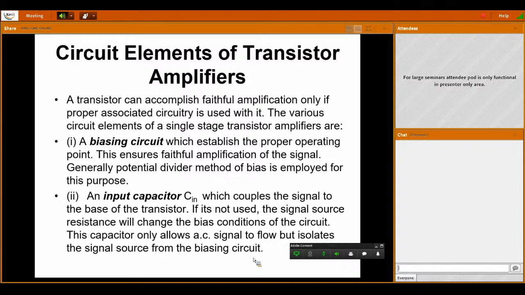A coupling capacitor Cin is connected at the signal source, and the other end is connected to the base of your transistor. Not only this, this capacitor also allows the AC signal to flow but isolates the signal source from the biasing circuit. We apply DC through the potential divider network R1 and R2, and through the capacitor we connect the AC. If I am not using any capacitor there, then that DC might be added to your AC signal, so there is an overlap. There is an additional series connection between the DC and the AC signal sources.